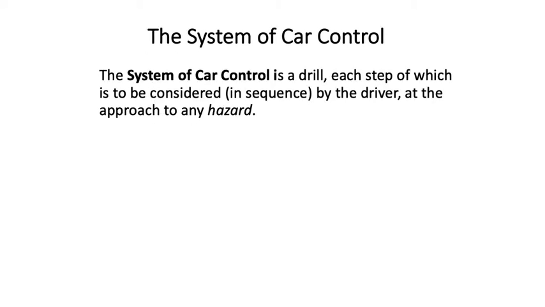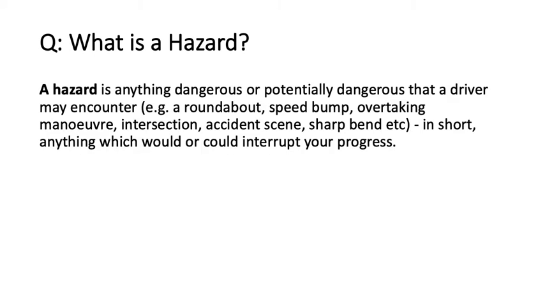The system of car control is a drill, each step of which is to be considered in sequence by the driver at the approach to any hazard. What is a hazard? A hazard is anything dangerous or potentially dangerous that a driver may encounter. A roundabout, speed bump, overtaking maneuver, intersection, accident scene, sharp bend. In short, anything which would or could interrupt your progress. So the slide I showed with the reversing vehicle is a good example of a hazard.